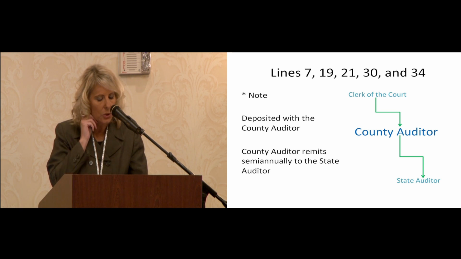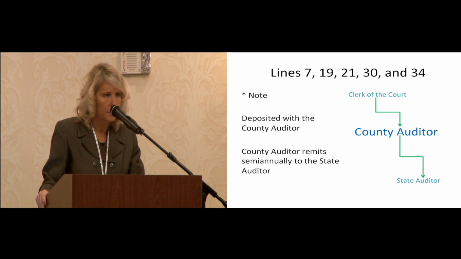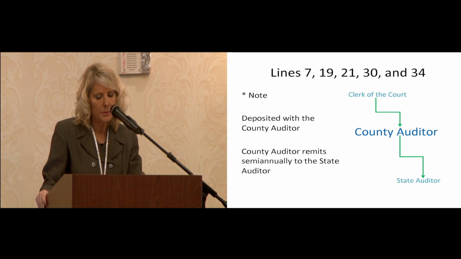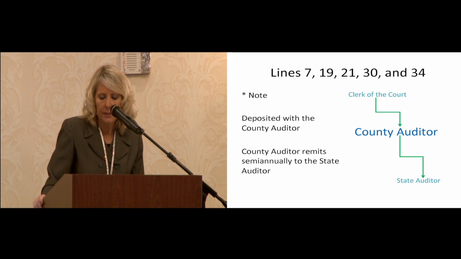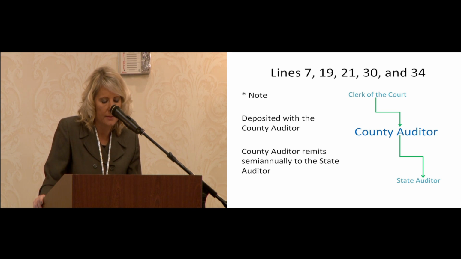And one of the places that you can see which ones come to you and which ones don't come to you that are for the state of Indiana is if you look at the percentage to state column, lines 7, 19, 21, 30, and 34 all have an asterisk next to them in that column, next to the fund number. The ones with the asterisks are the ones that come to you before they go to the state.